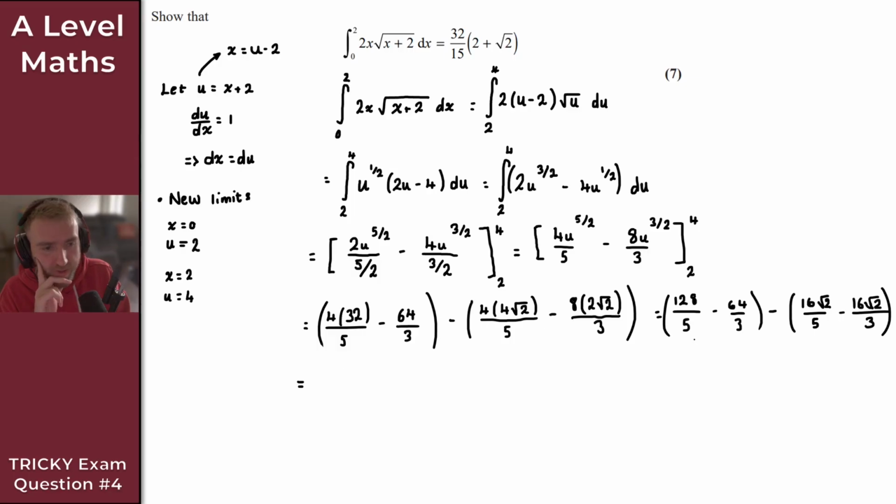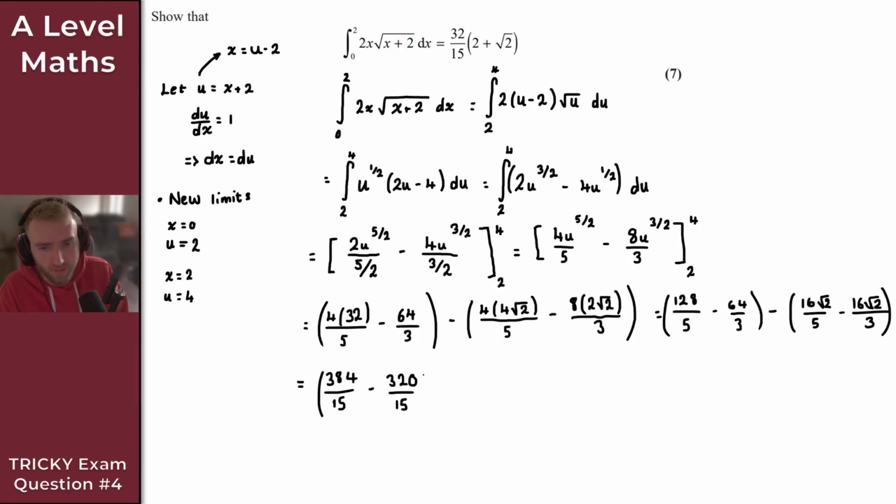So what I'll do here is I'll do this underneath then. So 128 times by 3. I'm going to use a calculator because I would definitely make a mistake. So 128 times by 3. That's 384. 384 over 15. And then times 64 by 5. So that gives me 320. So minus 320 over 15.